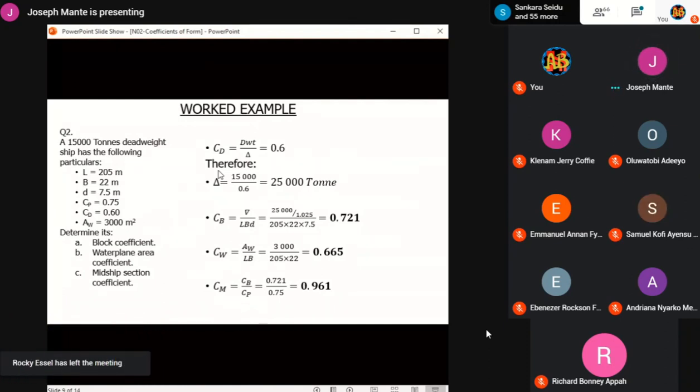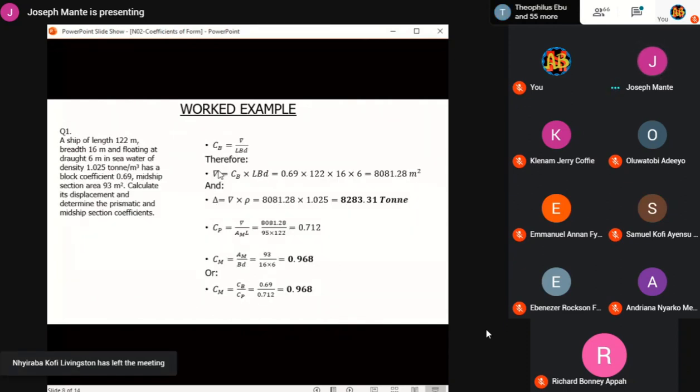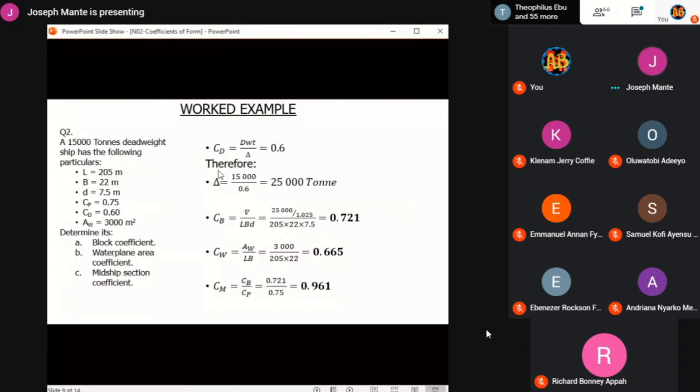Is that not it? Then you see that 25,000 over this. The volume displacement there, the first one, you realize that we find for this. Here, we are looking for volume displacement. Density is equal to displacement over volume displacement. So when you change the volume displacement to the other side, you bring the density there. You understand? That is what is there. So we have the 25,000 over the density, over the length times breadth times depth, you get 0.721. I hope you understand that.